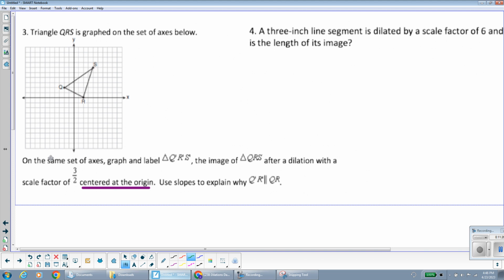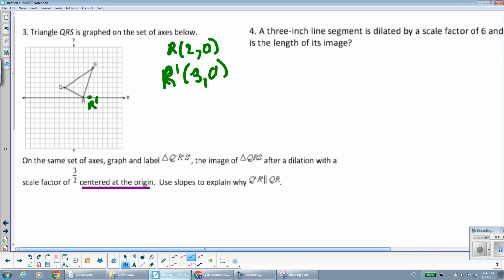Point R is the point 2, 0. So to get R prime, I'm going to multiply the x and the y coordinate by 3/2. 3/2 times 2 is just 3. And 0 times 3/2 is 0, because 0 times anything is 0. And I'm going to just plot that. 1, 2, 3.